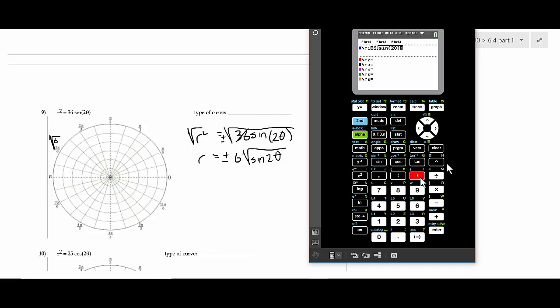Now, for a window, you always have to think about how your window goes on this. The 6 is the key. That means this curve is going to go out 6 units. So what we're going to do is set theta from 0 to 2 pi. Make sure you're in Radian mode like we were in Tuesday night's class. Theta step small, 0.1. And then x and y, just make those like -7 to 7. I'm going to take it out that far, with a scale of 1, and then we'll see what we got.